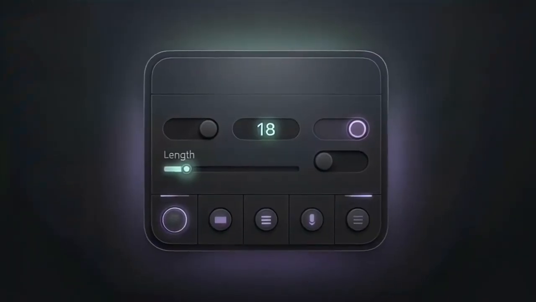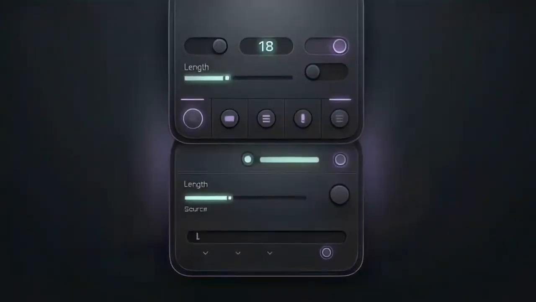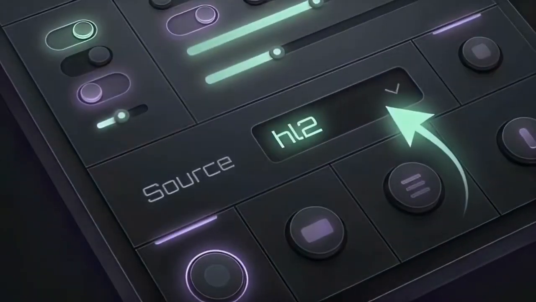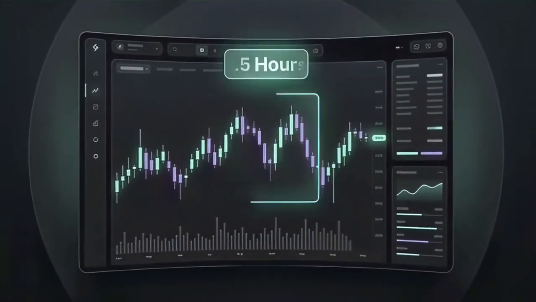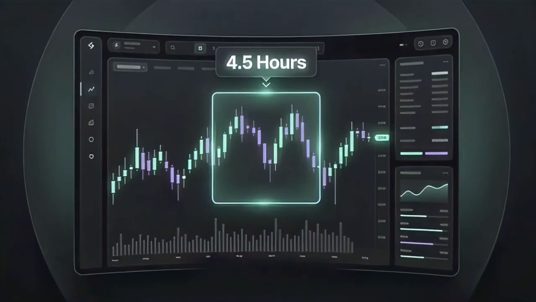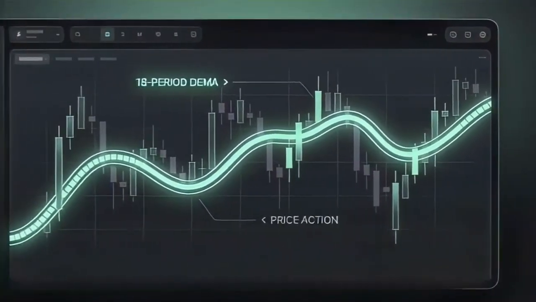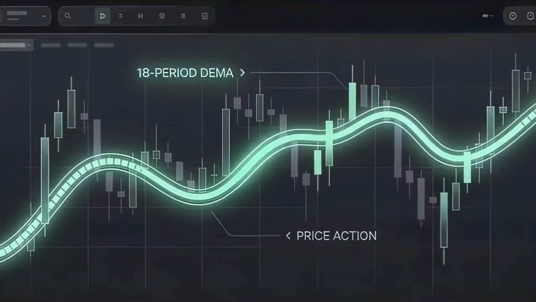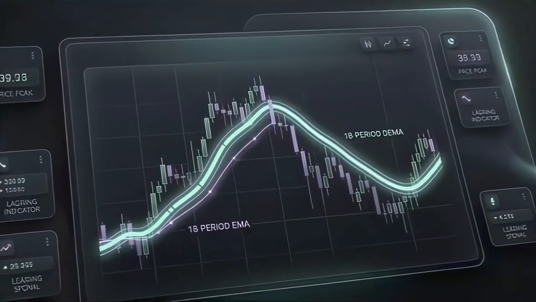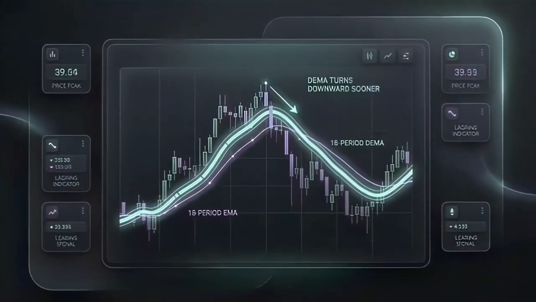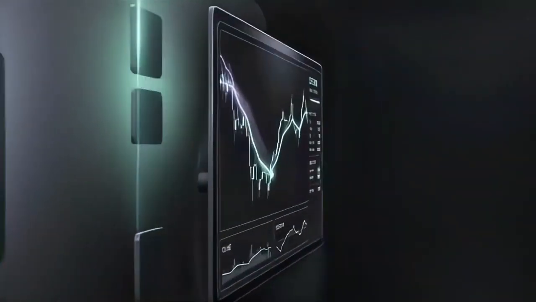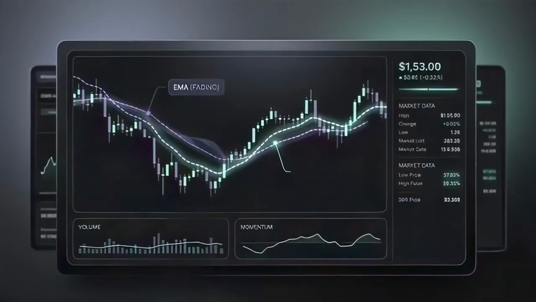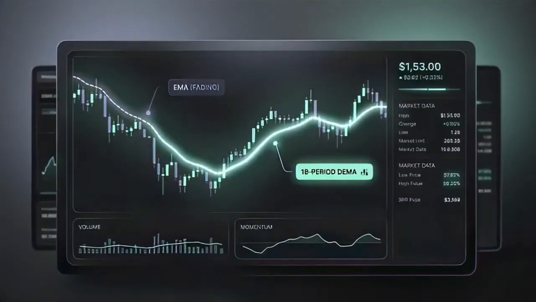So push the length out to 18, and this time change the source as well, moving it away from the closing price and onto the average of each candle's high and low. 18 candles at 15 minutes each is 4.5 hours, which is most of a trading session, and that is long enough to ignore the kind of noise a 7-period line spends its whole day chasing. But because the lag has been mathematically removed from this line, it still turns sooner than a standard 18-period exponential average would at that same length. That combination is the only reason this indicator is worth putting on a chart at all.